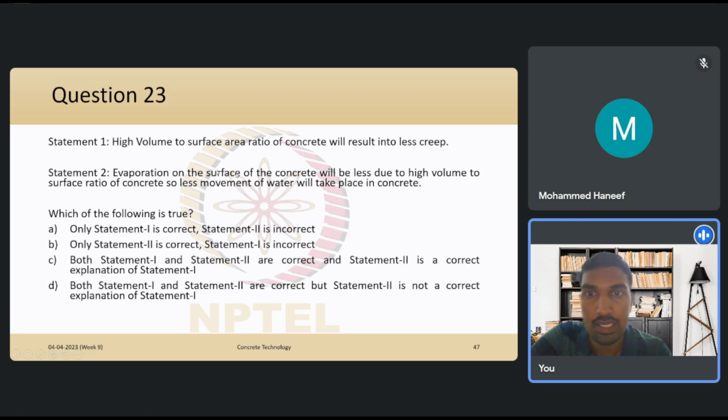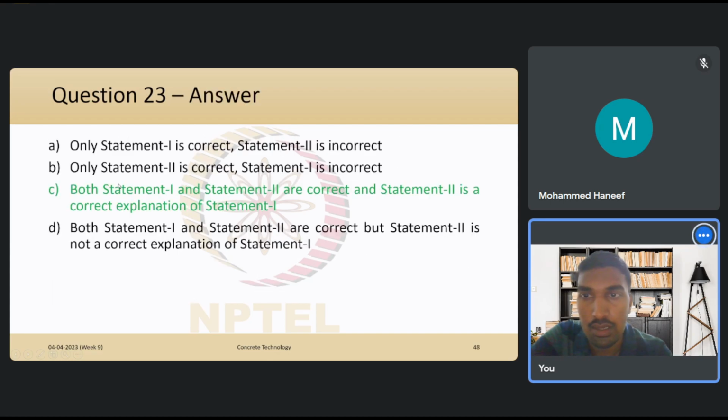So lower surface area, lower evaporation, less movement and less creep. That is correct. And when the surface area is lower, the volume to surface area ratio is high. So the explanation and also the effect are both correct. So the right option is C, that both are correct and the explanation is also correct.